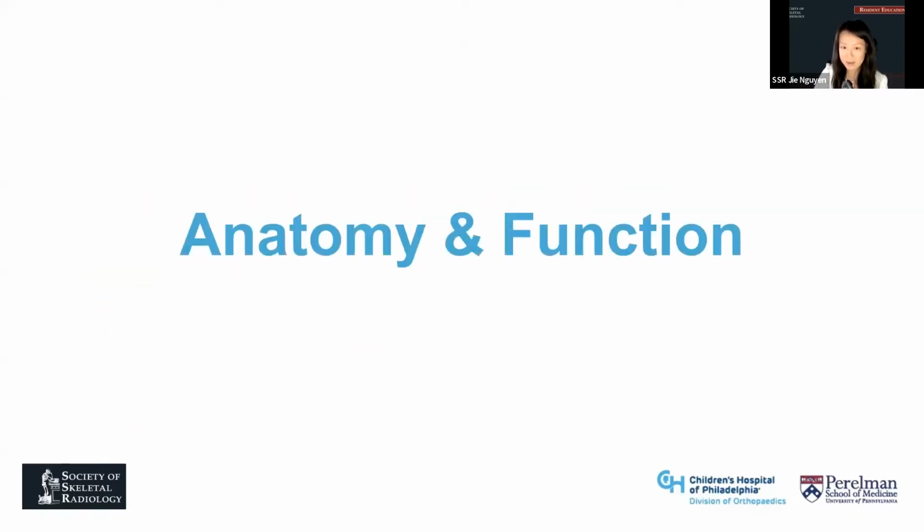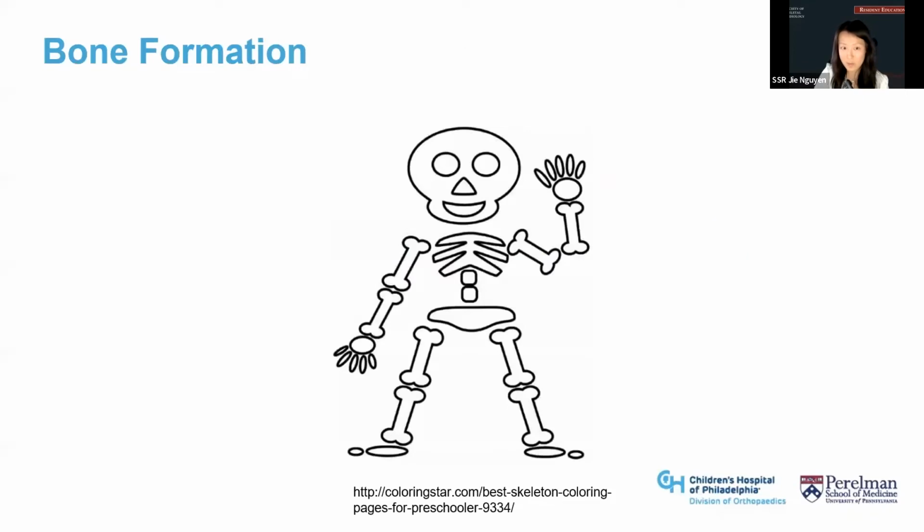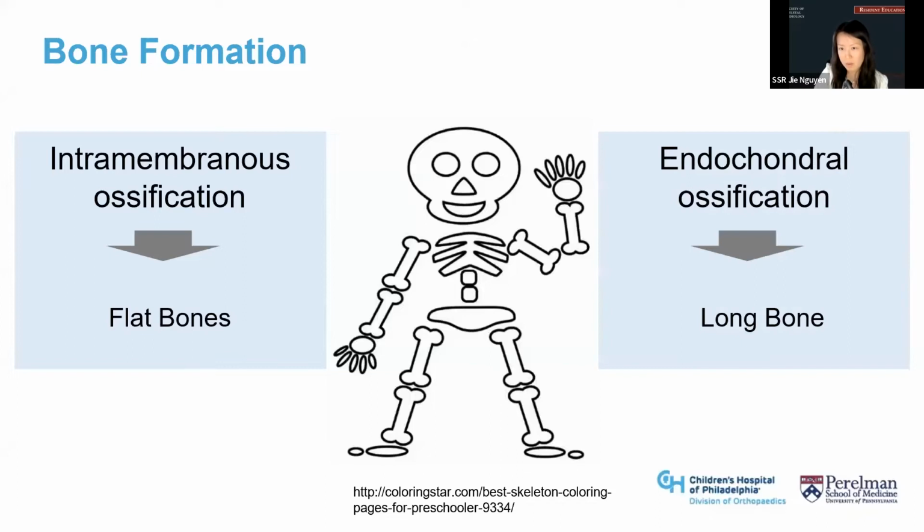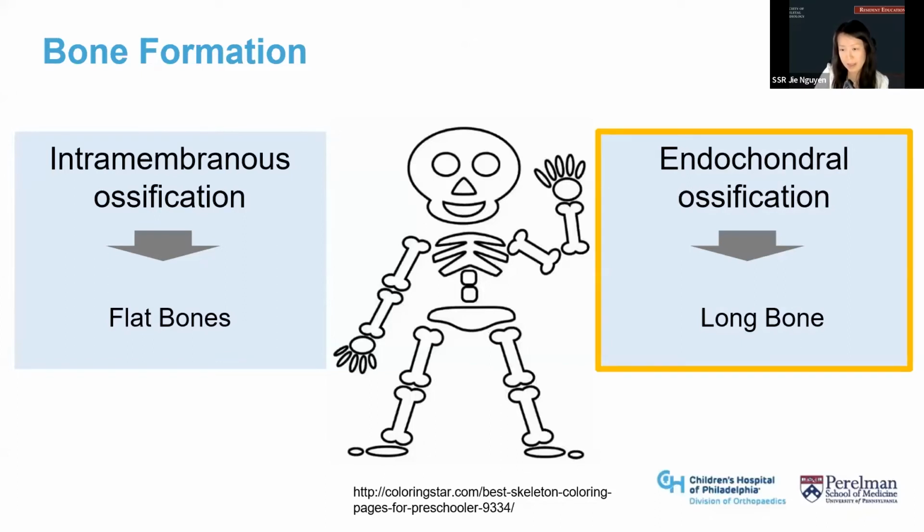So starting with anatomy and function. There are two general types of bone formation in the body. Intramembranous ossification is responsible for putting bone on a flat cartilaginous framework, and that's what you see in the calvarium and the pelvic bone. But what we're going to focus on is endochondral ossification, and that's what happens at the ends of long bones.